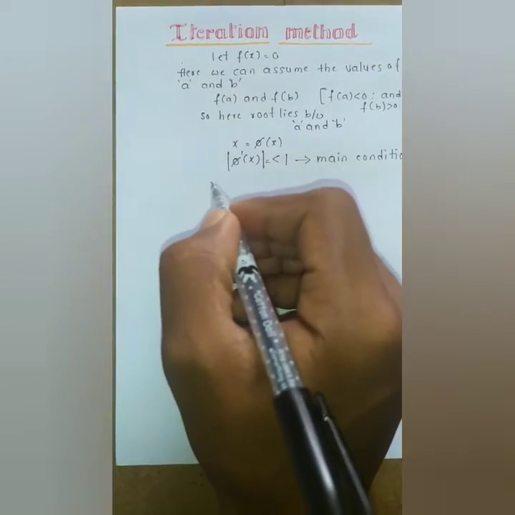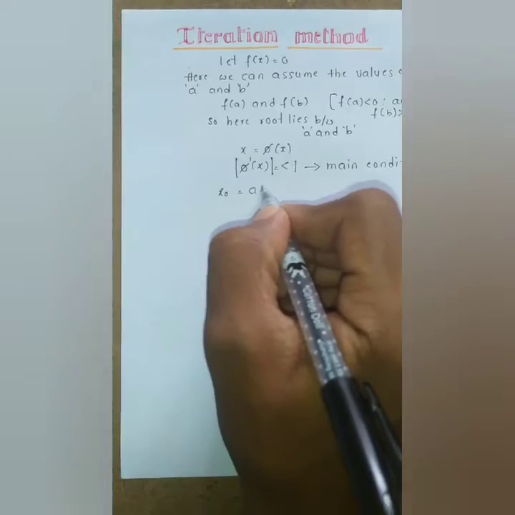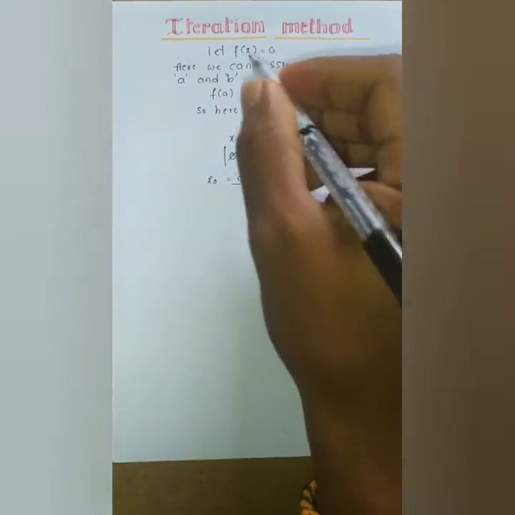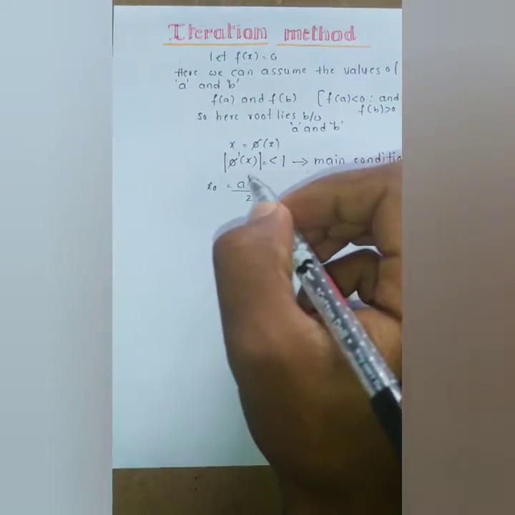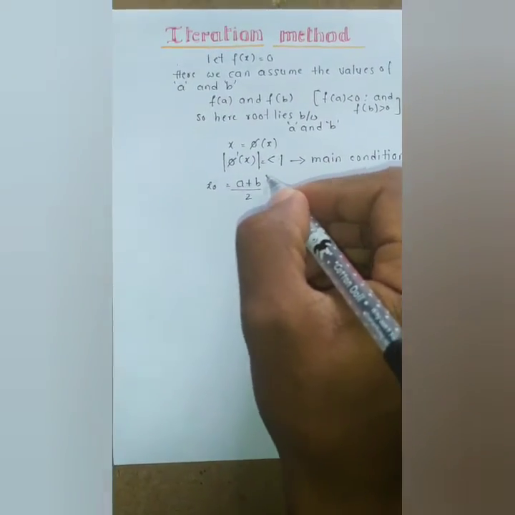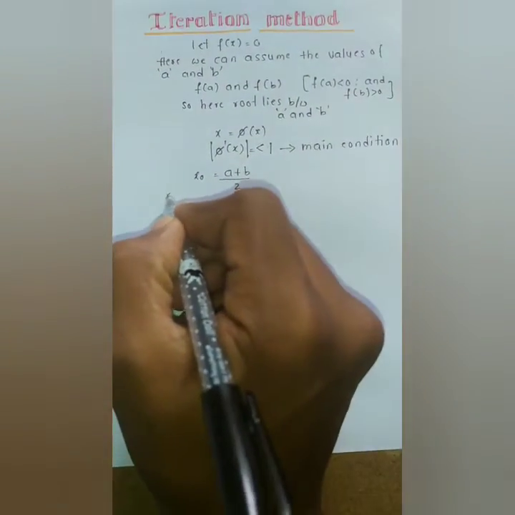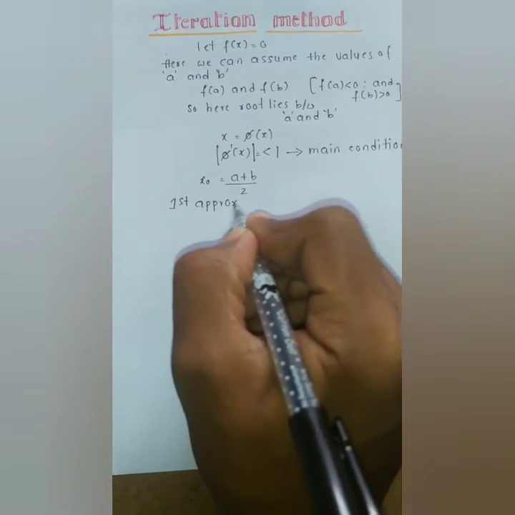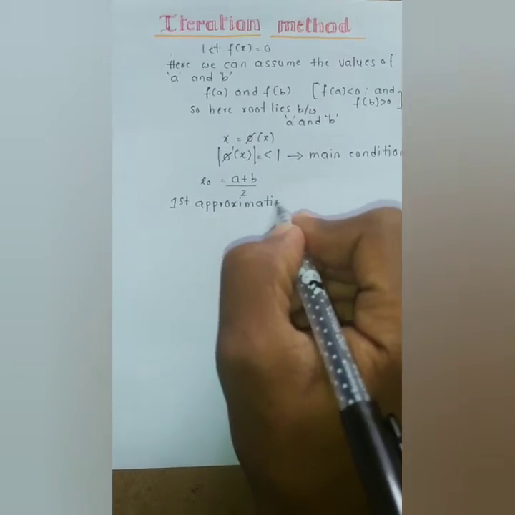First, the initial approximation x0 is equal to (a + b)/2. Because we substitute the values a and b in the given equation, f(a) and f(b) have opposite signs. So (a + b)/2 gives the value of the initial approximation, that is x0. Here we find the first approximation in the iteration method.